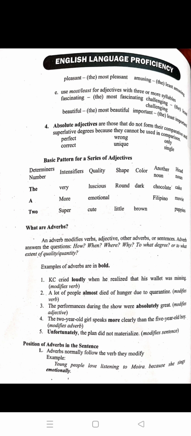So examples here are again written in bold. Of course, you can read them here. So now there are positions of adverbs in the sentence. So for us to easily determine where these adverbs are, the first one is adverbs normally follow the verb they modify. So example is young people love listening to Moira because she sings emotionally.